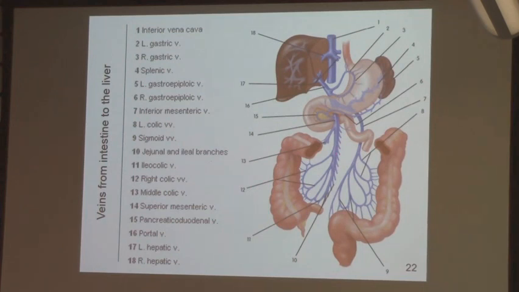So the names of the veins and the names of the arteries are the same. These are taking venous blood from the stomach and from the intestines into the portal vein to take it to the liver, sinusoids, hepatic, absorption of nutrients, etc. You don't have to know all 18 of these, but you do have to know some of them, the ones that are on your key concept list.